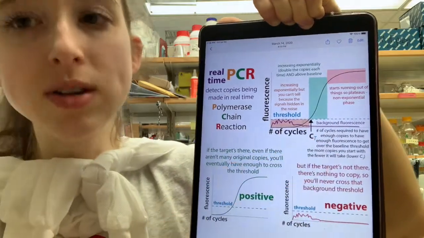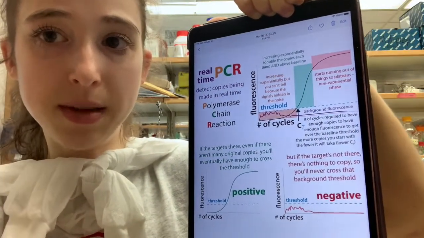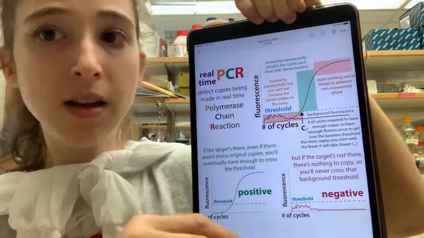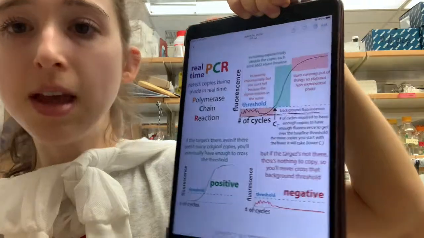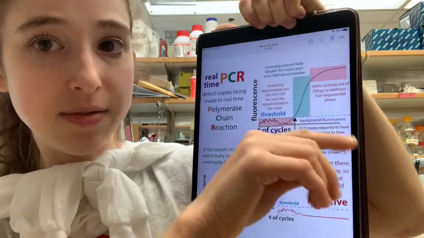And you can't tell it's exponential in the beginning because it's hidden in all this noise. So you're always going to get some noise because there's always going to be some random thing that binds and makes a tiny bit of product, where the fluorophore is just going to randomly break or that sort of thing. But that's not going to amplify far. And so you're just going to get this little fuzzy thing.